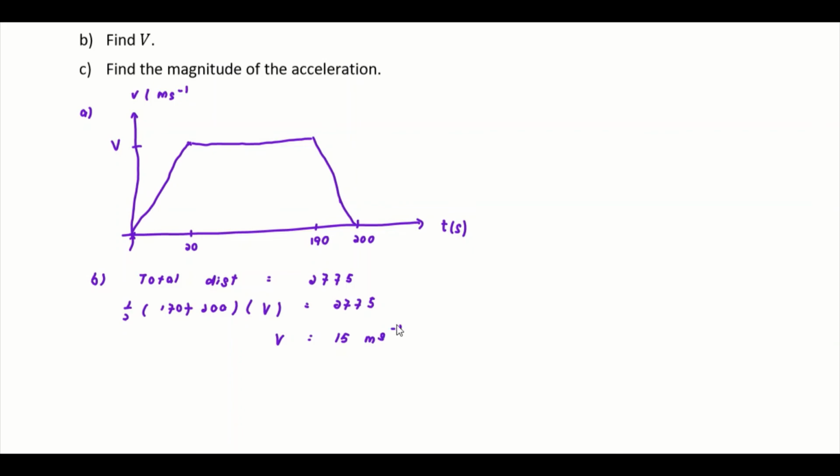Okay, then C, you need to get the magnitude of the acceleration. I guess this is easy after you get the answer for B. Basically you are just finding the gradient here. So acceleration will be equal to 15 divided by the time, which is 20, so you get 0.75 meters per second squared. The idea for magnitude of acceleration is that if you are finding this part, this is the magnitude of deceleration, so you do not need to have any negative sign, because we are just finding the magnitude.